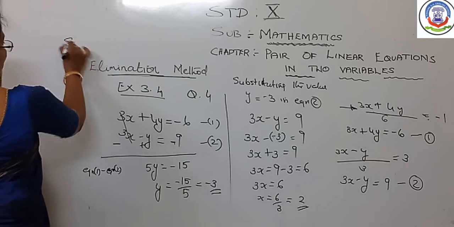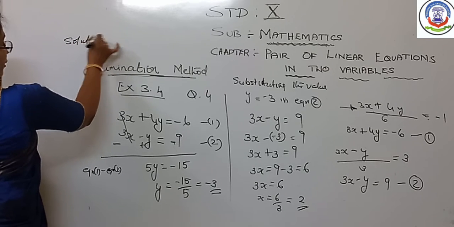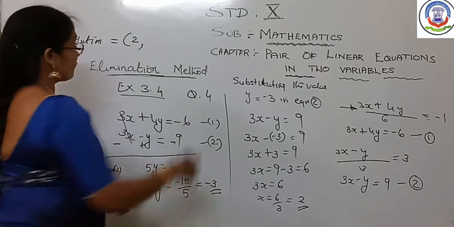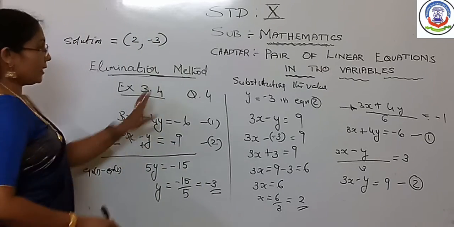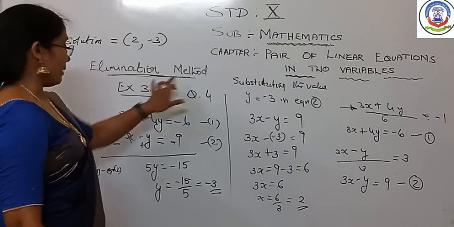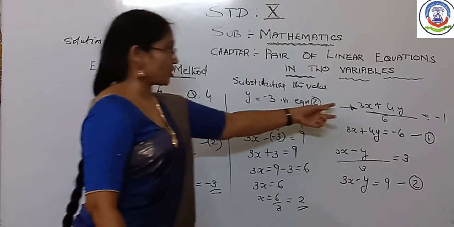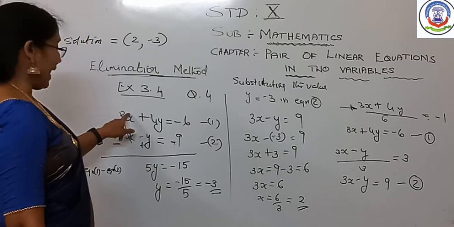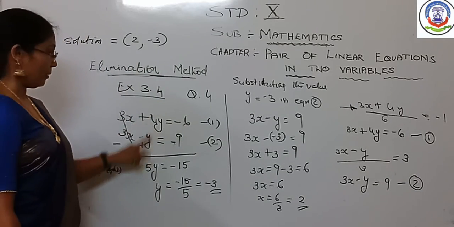Now the required solution. You will write that solution is equal to what? x you will write first and y you will write afterwards. So (2, -3) is the required solution by doing the elimination method. That equation will change this way, and you have eliminated x here. You can also eliminate y.